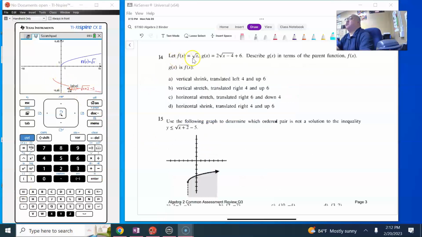Let f of x equal square root of x, and we have that 2. That 2 does a vertical shift. That minus 4 shifts it to the right 4 units, and 6 goes up.